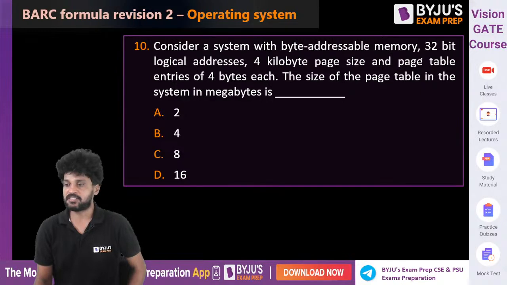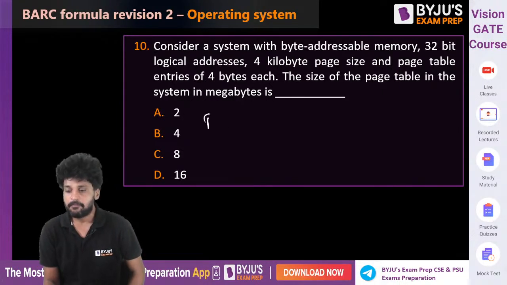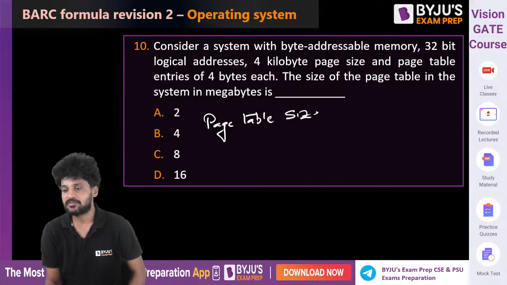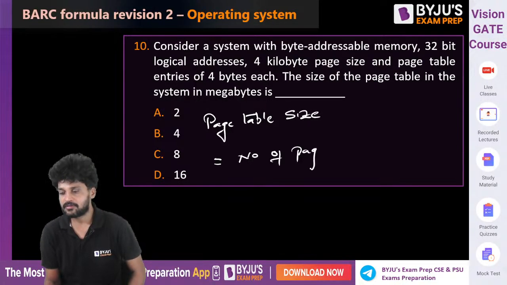Consider a system with byte addressable memory, 32-bit logical address, 4 kilobyte page size, and page table entries of 4 bytes each. The size of the page table in the system in megabytes is equal to, let me tell you, we need to find out the page table size. This page table size can be given as number of pages into one entry size.